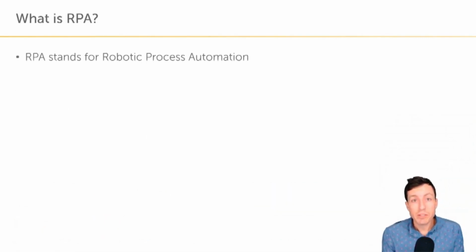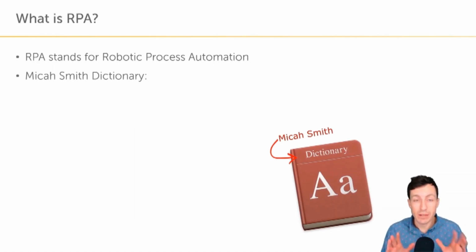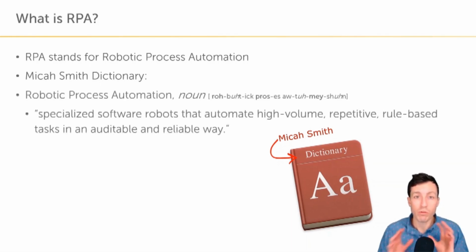So let's start by talking about what is RPA. RPA stands for Robotic Process Automation. This is the Micah Smith dictionary definition. I say that because this is not the official definition you'll find if you look this up on Google or somewhere else. This is the definition as I would say it, and we'll walk through why I wrote it this way. Robotic process automation is specialized software robots that automate high volume, repetitive, rule-based tasks in an auditable and reliable way. Okay? So this is the definition. You can steal this one, you can use this one, make note of this.